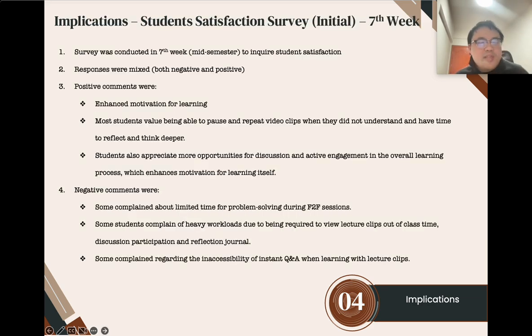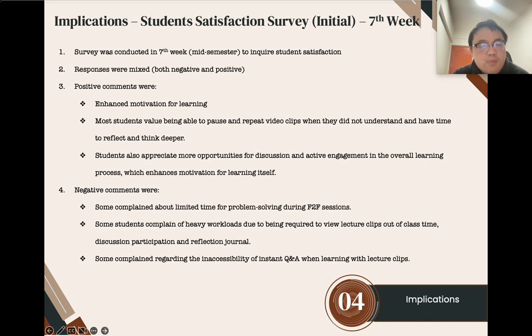The student satisfaction survey shows that there were positive and negative responses. So the positive comments were that there was enhanced motivation for learning. Most students value that they are able to pause and repeat video clips when they did not understand and have time to reflect and think deeper.